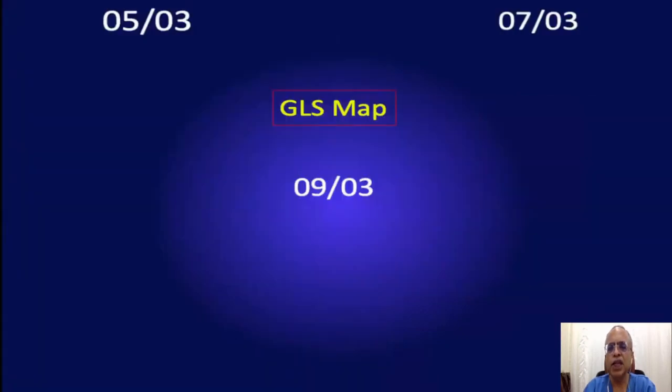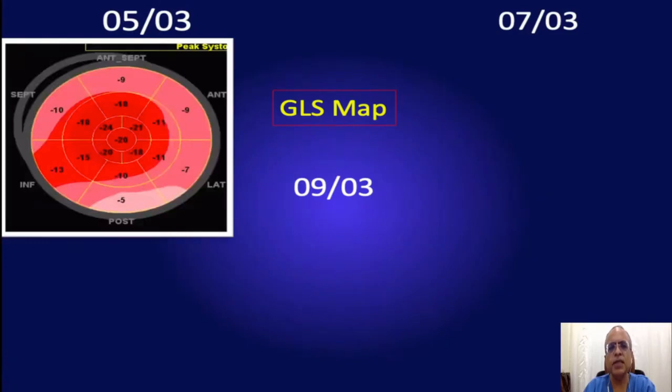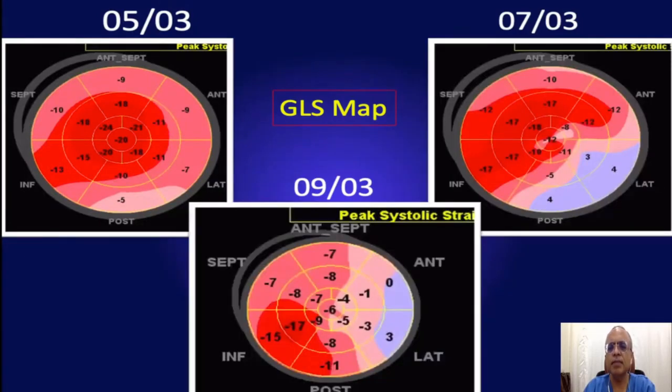If you look at her GLS map, these are the longitudinal strain images: this is the map on day 5, this is the map on day 7, and this is the map on day 9. You can see that this is quite a variegated appearance, and there are a lot of dynamic changes in the strain in various territories of myocardium, which are not restricted to any coronary territory.